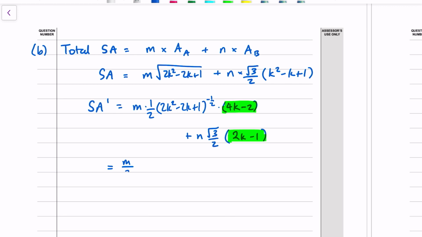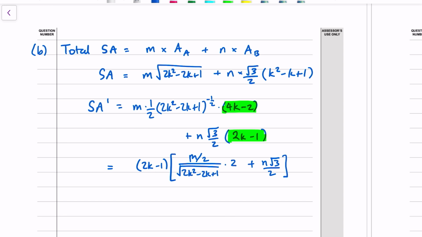Just to show that, we'll factor it out as 2k minus 1 multiplied by 1 over the square root, which is never 0, multiplied by 2 because it's 4k minus 2, not 2k minus 1. And then the last term just needs an n root 3 over 2. Whoa, why am I factoring out m over 2? Can't do that. There's no m over 2 in the other one. M over 2. That's dodgy, but it's okay.